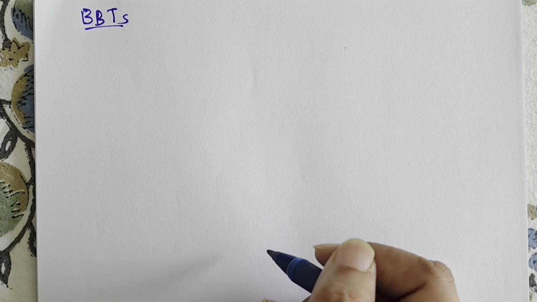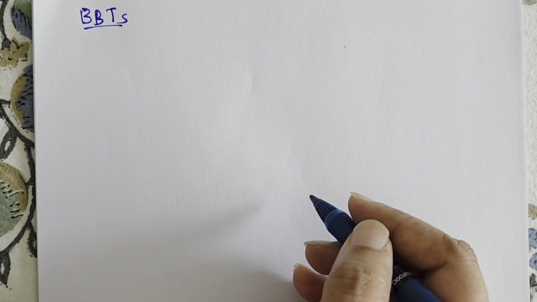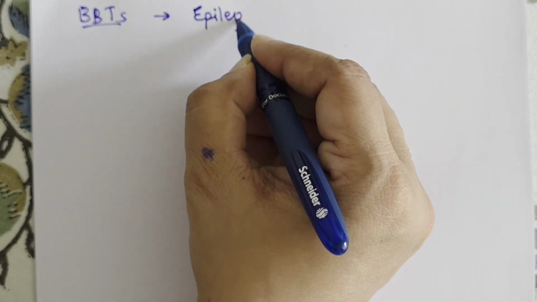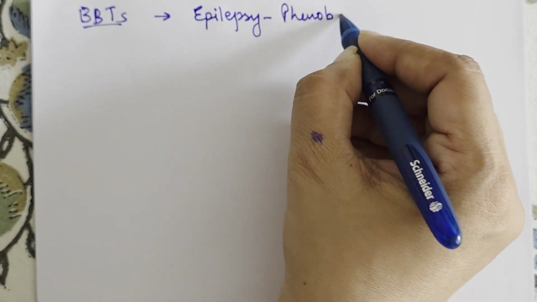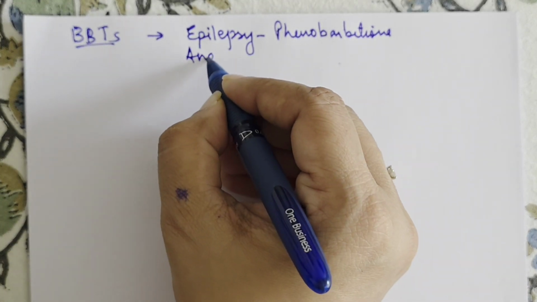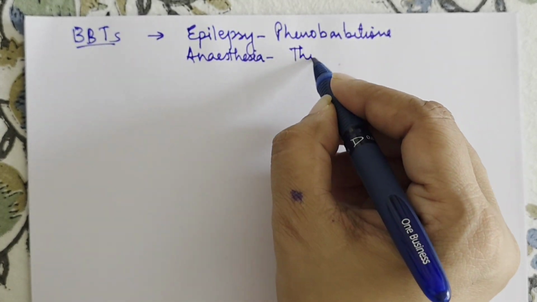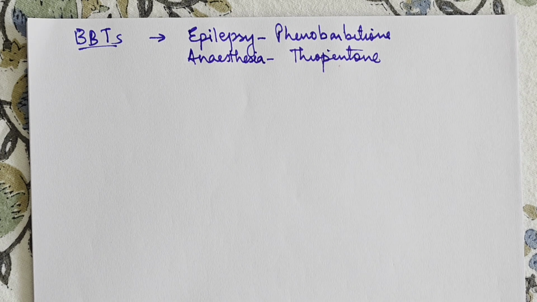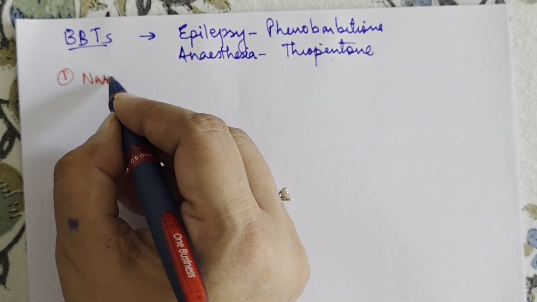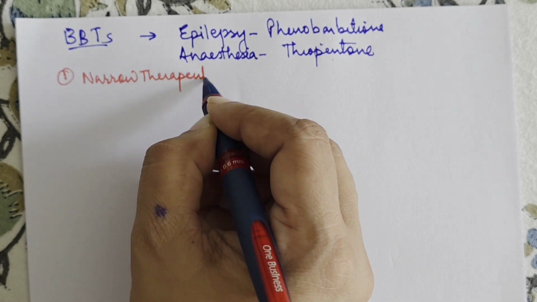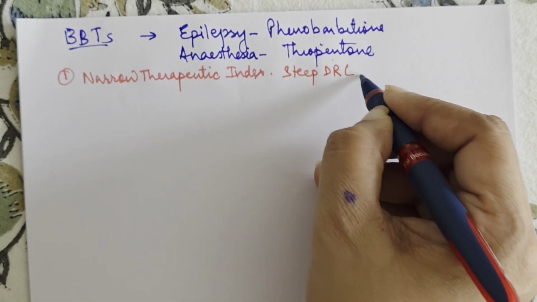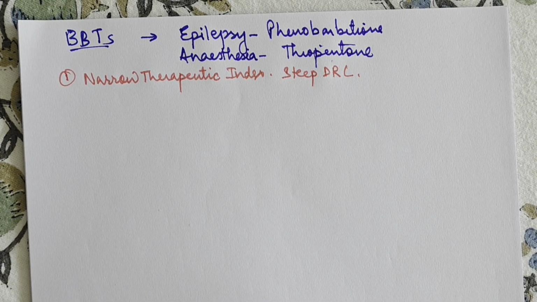Specific features of barbiturates. We have understood the mechanism. They increase the duration. Barbiturates are used very little in clinical practice. In epilepsy, phenobarbital may be used, and in anesthesia, thiopentone. These are the only two uses, so apart from them barbiturates are not used nowadays. Why not used? First, they have a very narrow therapeutic index. The safety profile is very low. They are not safe because they have a steep dose response curve, so a very little increase in the dose is going to increase the depression manifold.